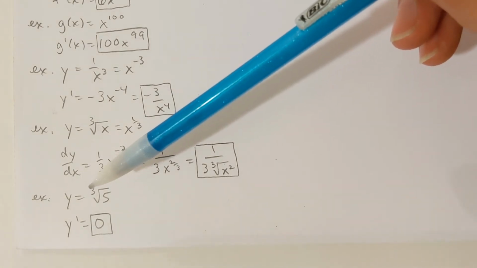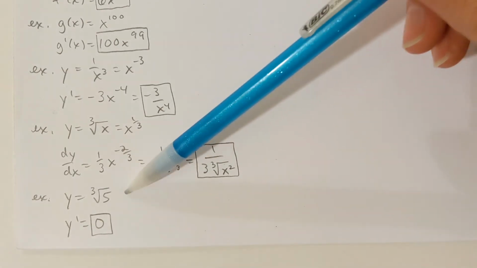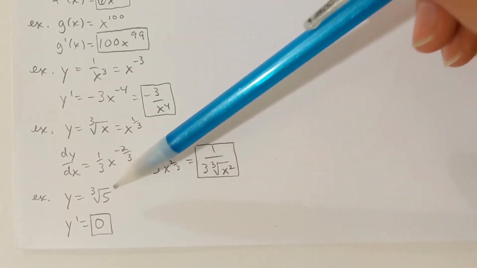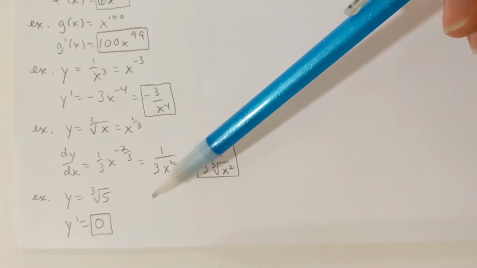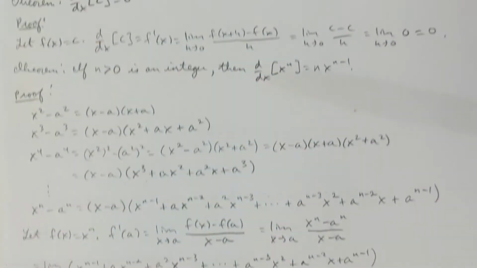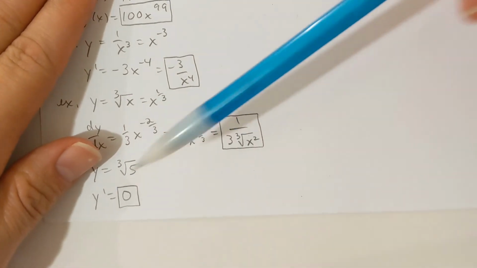Here's another example. y equals the cube root of 5. Now, what some students might do is they might want to use the power rule on that. You don't want to do that. The cube root of 5 is just a constant, and the derivative of a constant is always 0. So y prime would be 0.